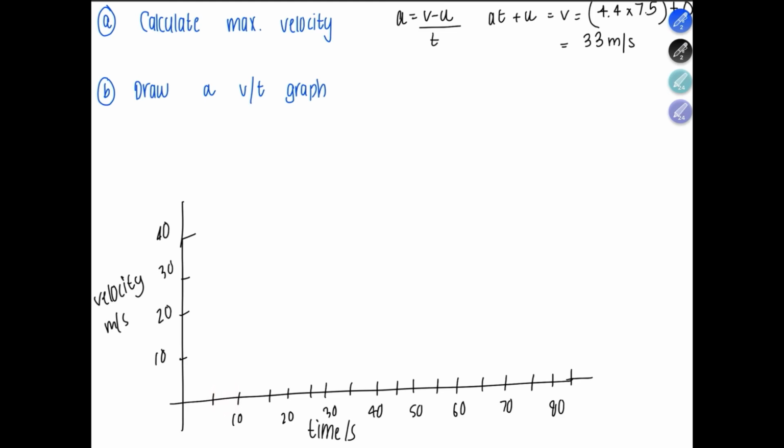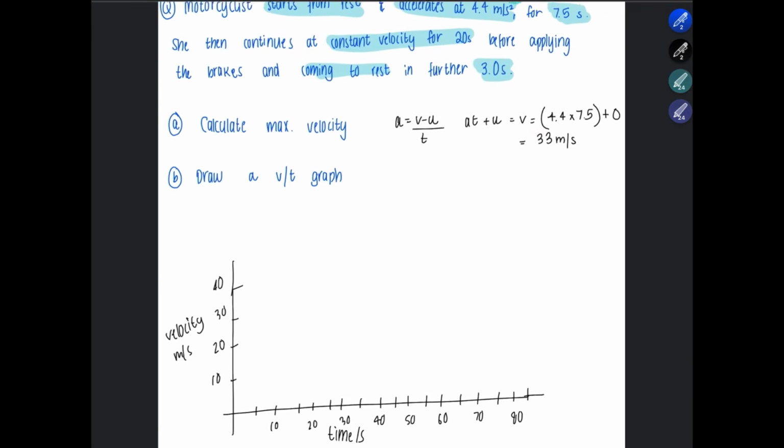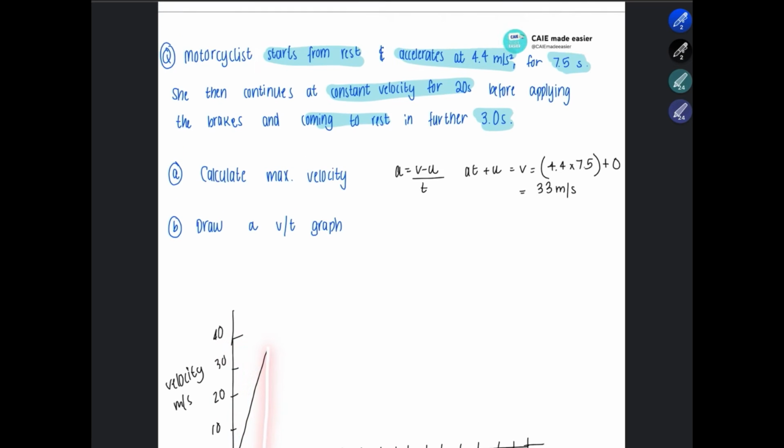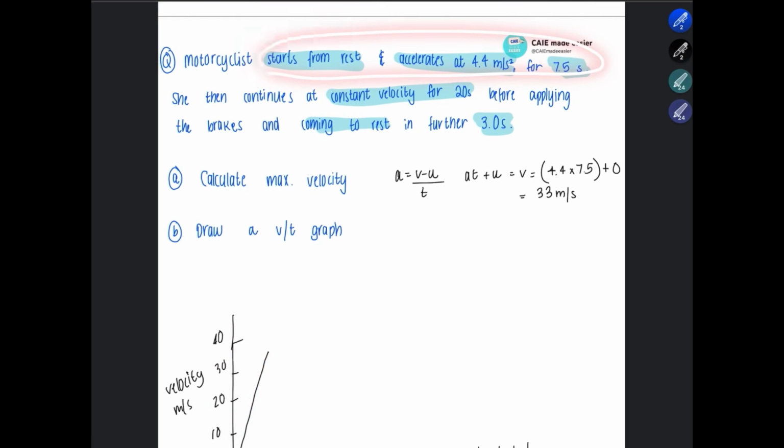But what is the speed? We just calculated that the maximum speed is 33 meter per second. So this is how it will be. Because it's accelerating, I'm drawing this slope. So on the y-axis it is 33, and on the x-axis it is 7.5. So the first part is done.